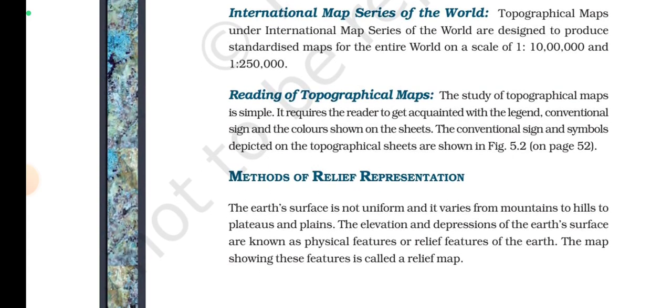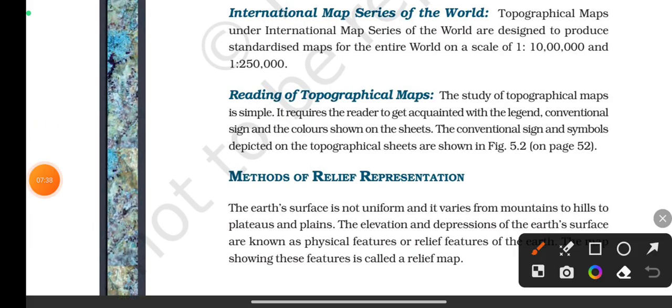Now international map series of the world. Topographical maps under the international map series of the world are designed to produce standardized maps of the entire world on a scale of 1 is to 10 lakh and 1 is to 2 lakh 50,000. So this is the international map series of the world. Okay, only two scales are followed here, 1 is to 10 lakh and 1 is to 2 lakh 50,000.